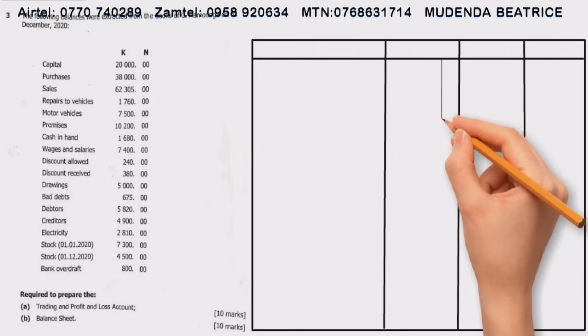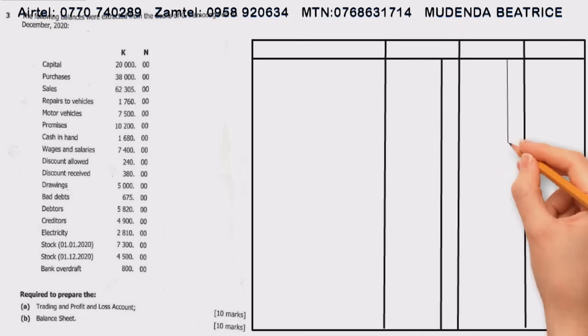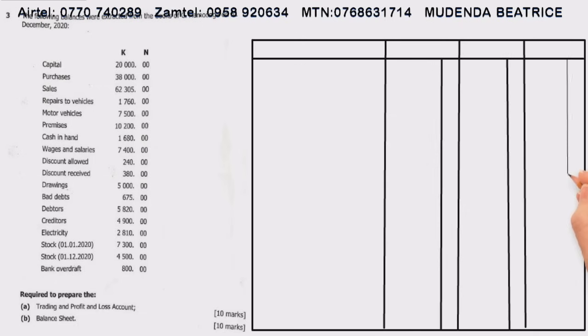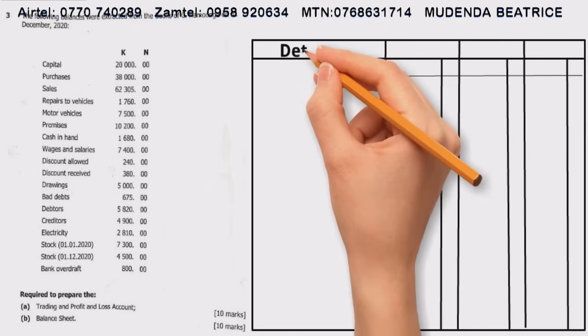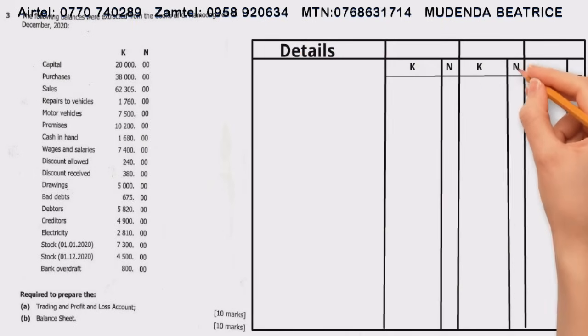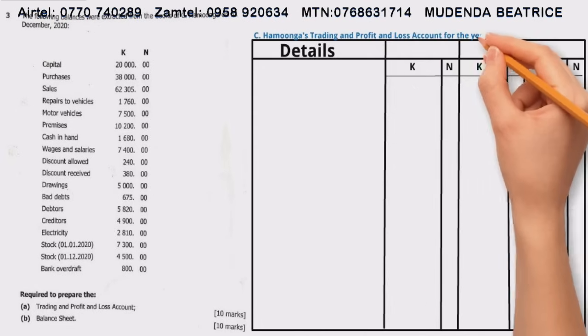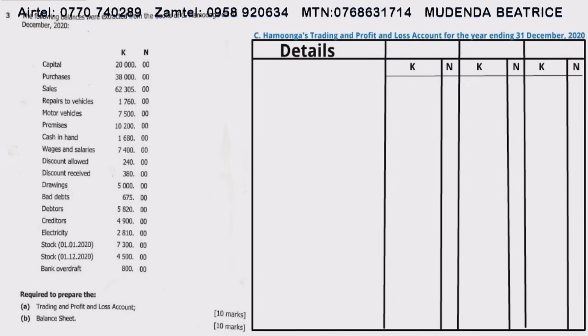Okay, so this is the frame. Now once we have done this, the next thing we're going to do is write the heading, which is C. Hamonga's trading and profit and loss account for the year ending 31st December 2020. Okay, now once we have written the heading, we come to the transactions.